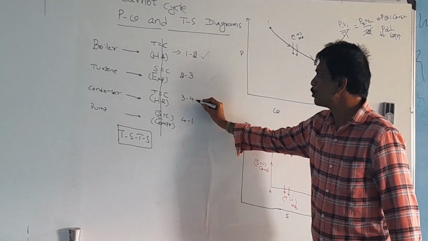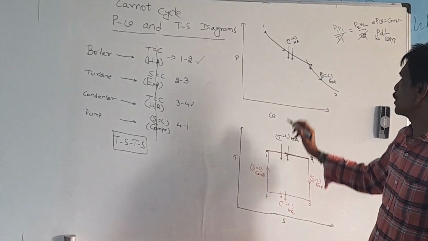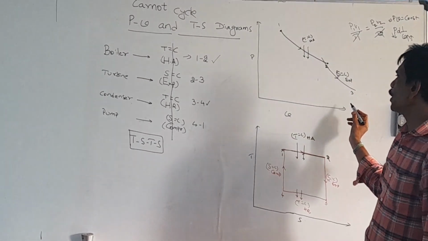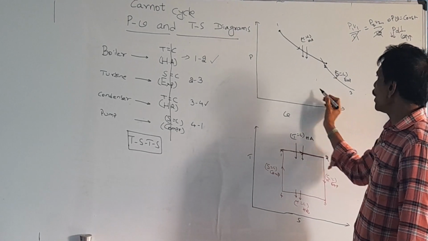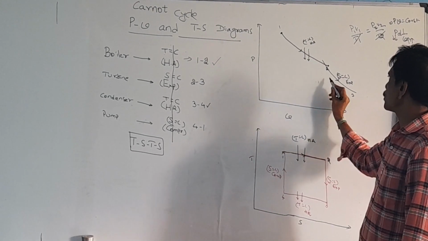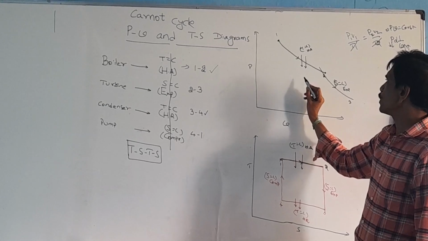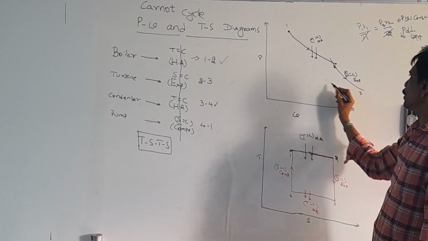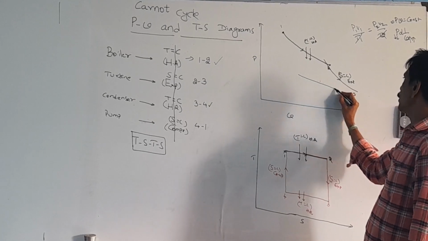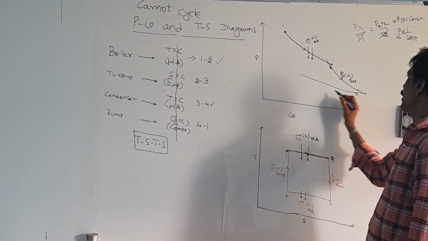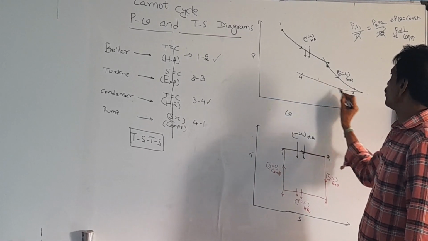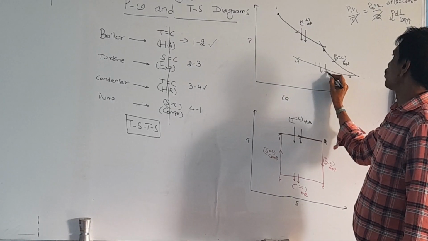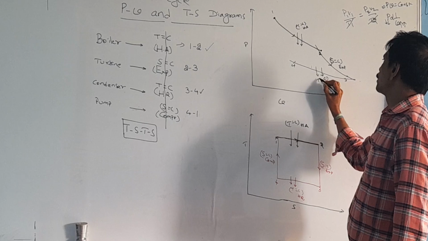Later, 3 to 4 is the heat rejection. The heat addition is drawn. The same logic you can apply for the heat rejection. Isothermal. Constant pressure is horizontal, constant volume is vertical, other than this curve. You have to draw the curved line. I have drawn the curved line like this. Whether it is correct or not. So this is the isothermal heat rejection.